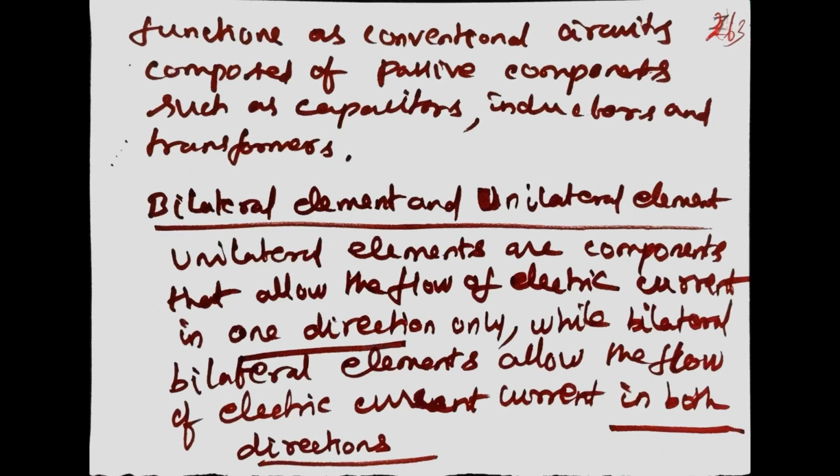Bilateral elements and unilateral elements. Unilateral elements are components that allow the flow of electric current in one direction only, while bilateral elements allow the flow of electric current in both directions. Kindly note, unilateral elements only allow the current in one direction. Bilateral elements allow the current in both directions. That is an important point.